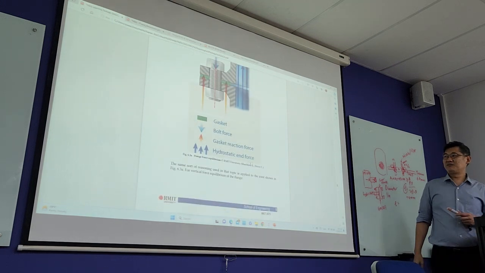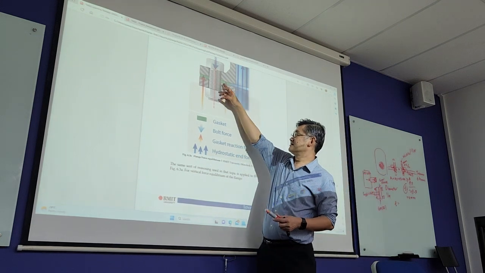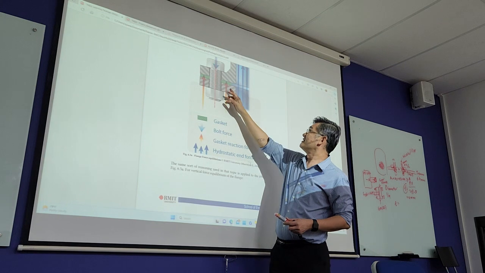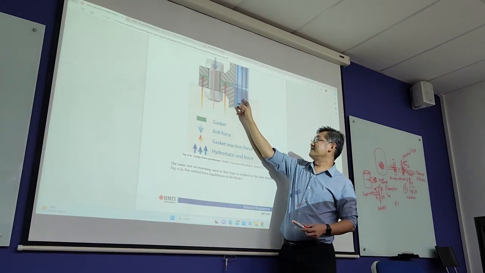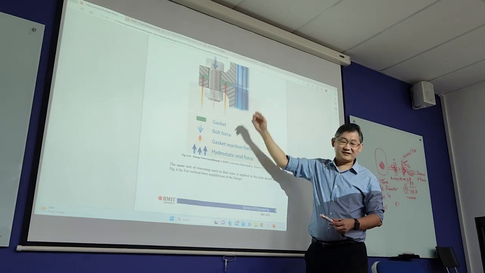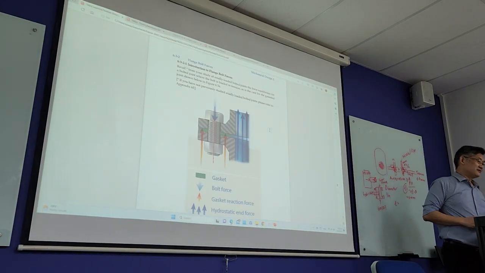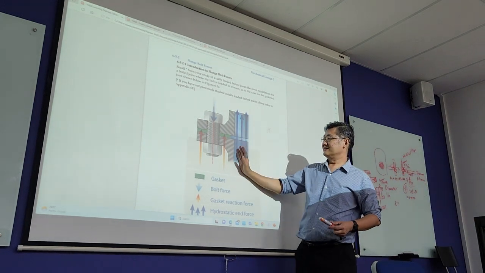Alright, so this is what I explained to you. You have your hydrostatic end force. When you tighten the bolt, this is the bolt force. Oh, sorry, this is the blue one. This is hydrostatic. Hydrostatic means the pressure from the vessel itself. Of course, when the compressor is not running, you don't have this, right?